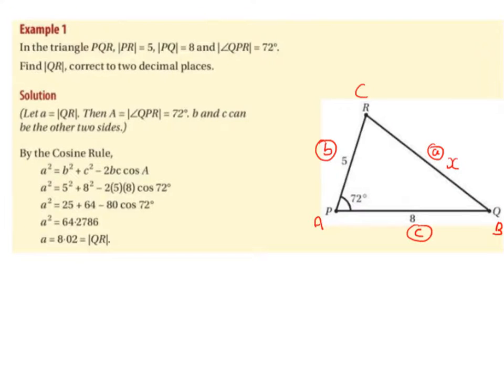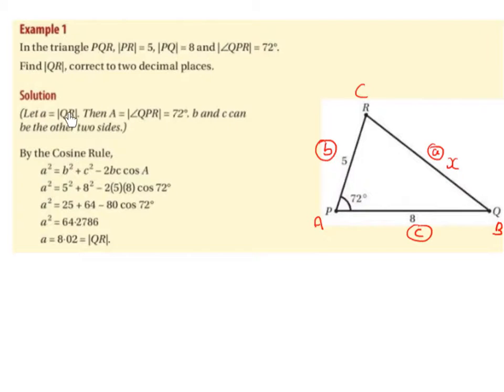Next we have to label our triangle. So I'm going to label the side that I'm looking for as lowercase a, and I'm going to label the side that's opposite as uppercase A. So the 72 degrees is A, and the X that we're looking for is lowercase a. Then it doesn't really matter what way I label the other sides, but I'm going to label 5 as lowercase b, so this is going to be capital B, and the 8 as lowercase c, so that's going to be capital C. It's important that I label the side that I'm looking for as the A.